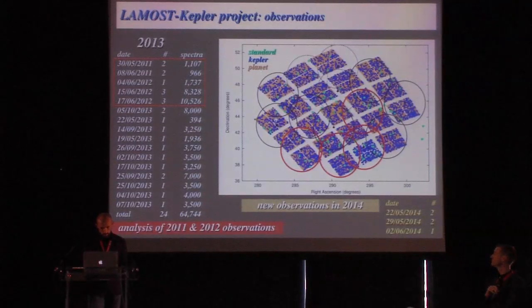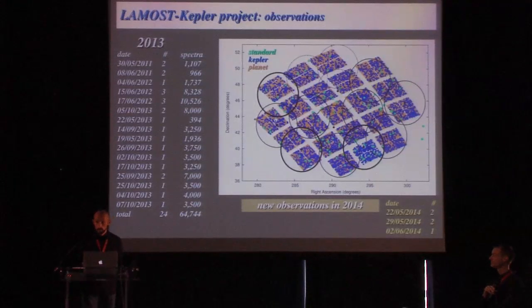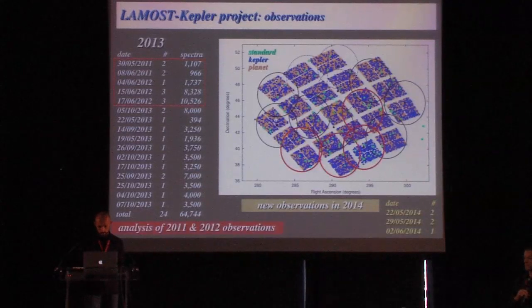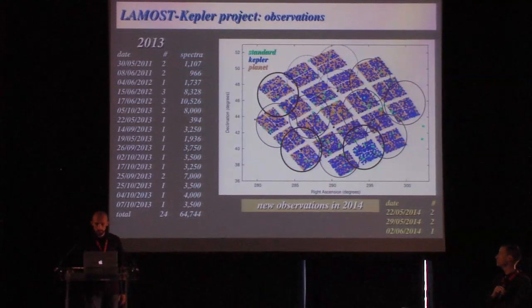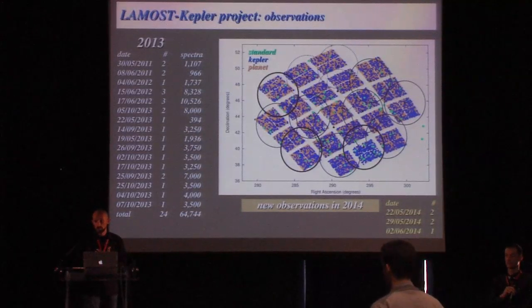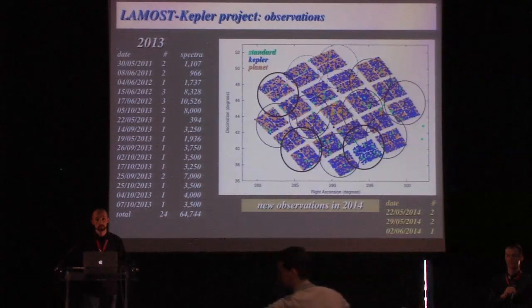Well, I can start with the second question. As you can see here, some of these fields have been observed more than once already, because the earliest observations were in the testing and commissioning phase, so there were still some problems. For example, these two fields here were re-observed in 2014, so there will certainly be stars with more than one observation. You can also see that some fields slightly overlap, so there are stars with more than one observation.